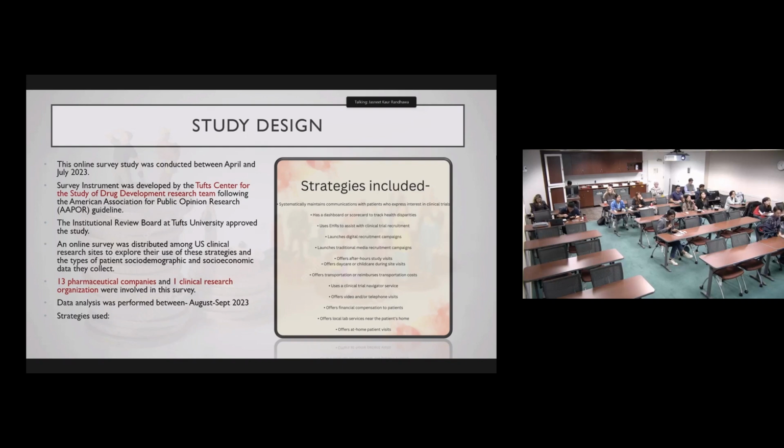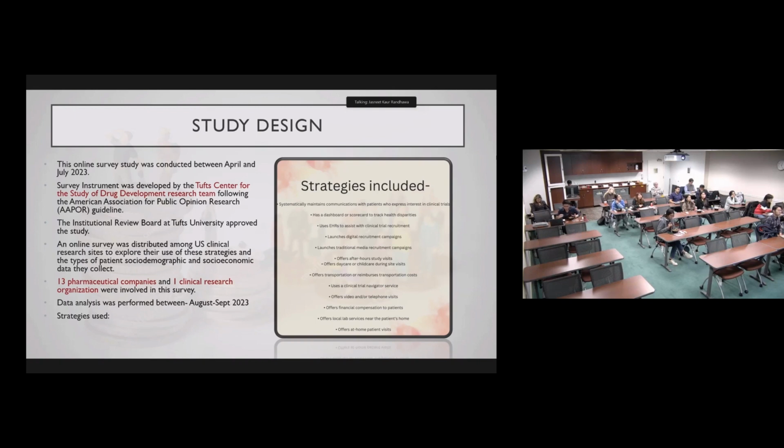This survey included 14 strategies that were distributed among the various US research sites, to explore whether those strategies are used in those sites or not. These sites included non-profit sites as well as for-profit sites. And these 14 strategies were included in the survey very strategically.